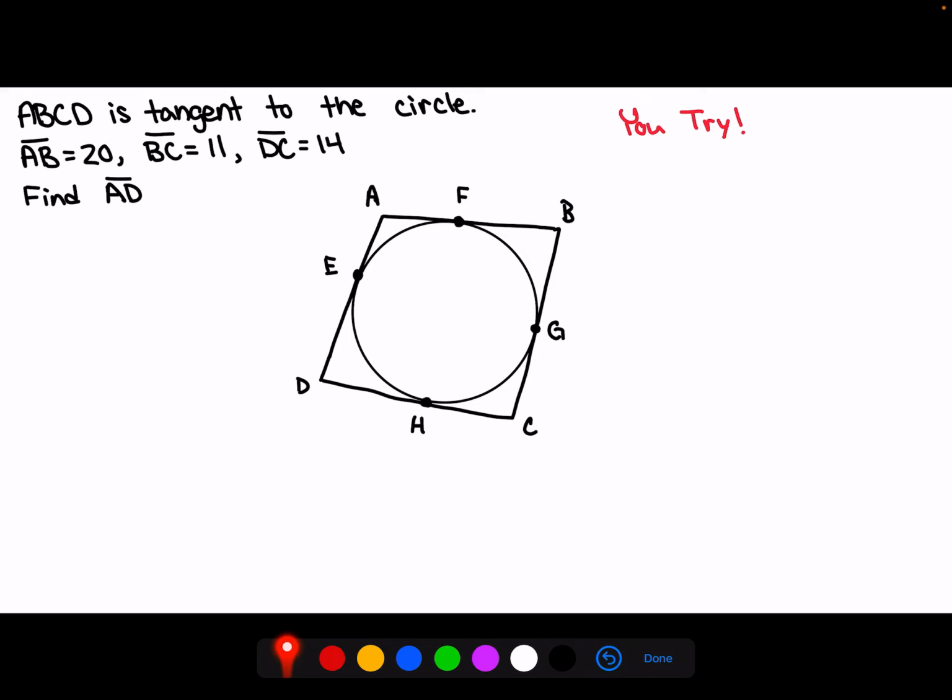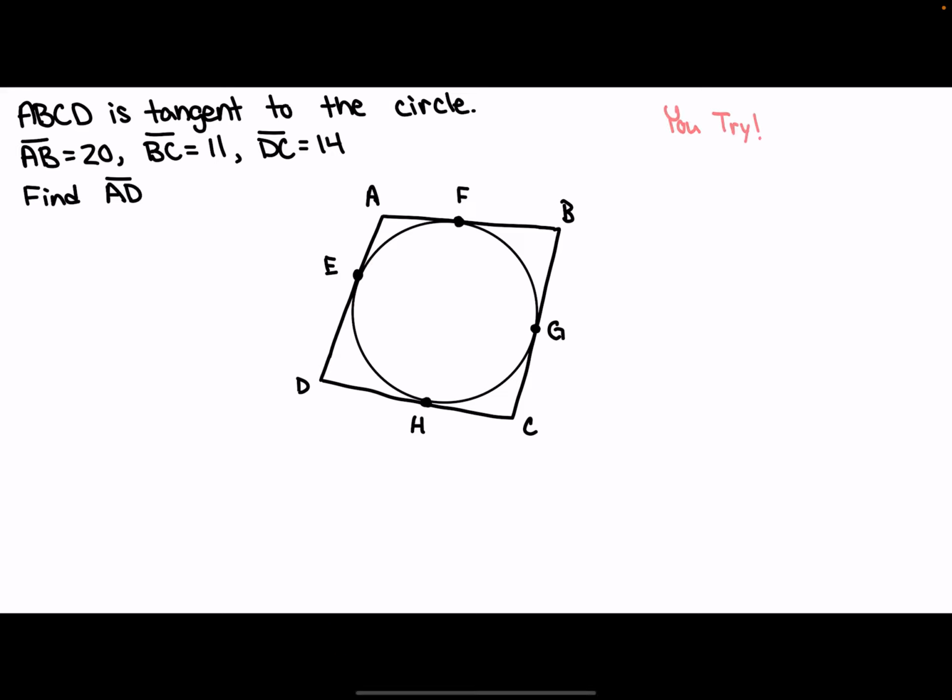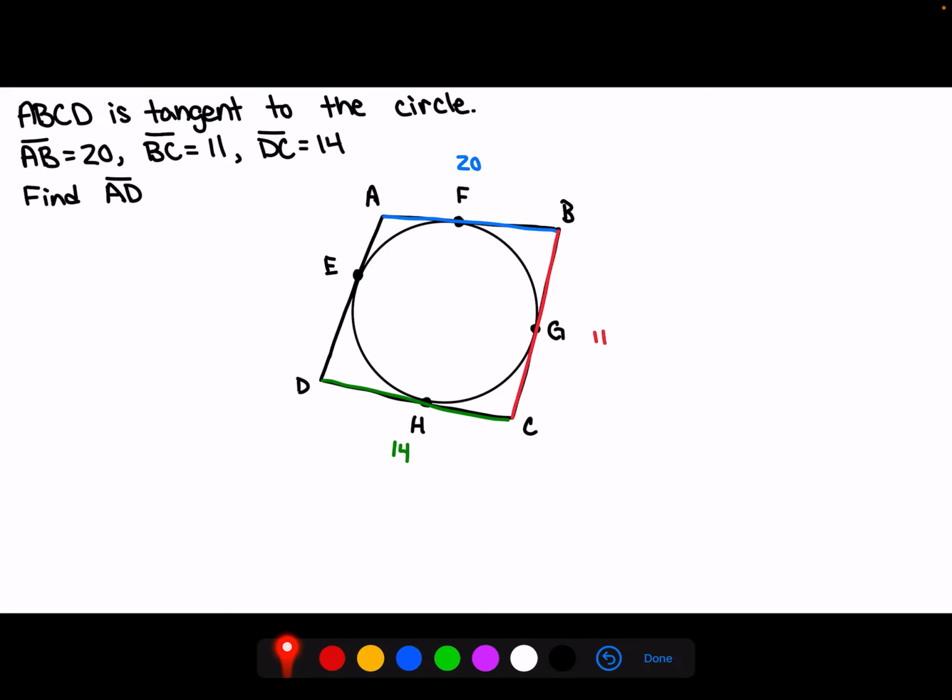Starting with this, we want to find out what AD is, but we're given sides AB is 20, BC is 11, and DC is 14. When I click my next button, all the work's going to show up, and then I'm just going to take it step by step. So keep that in mind. We're trying to find out what AD is equal to.